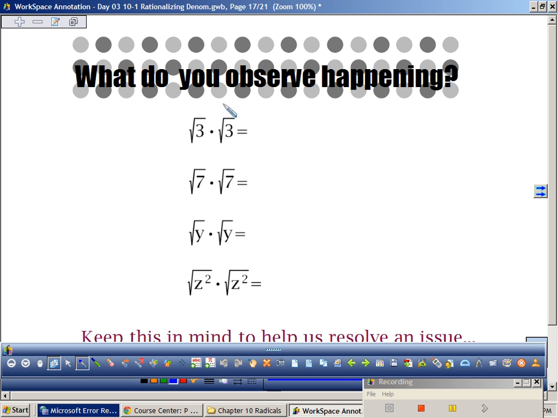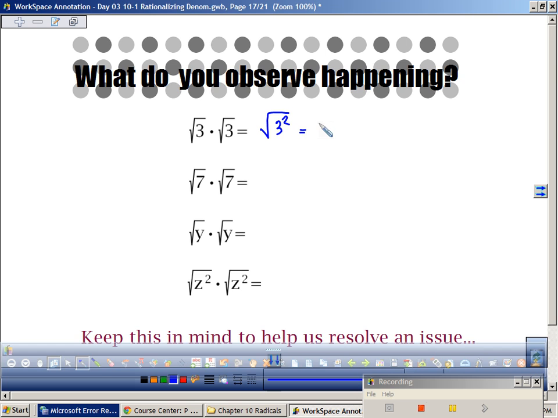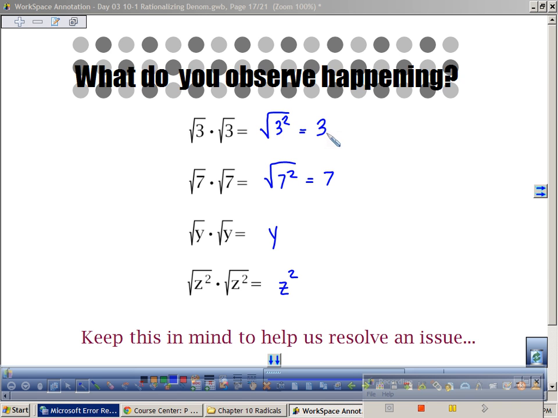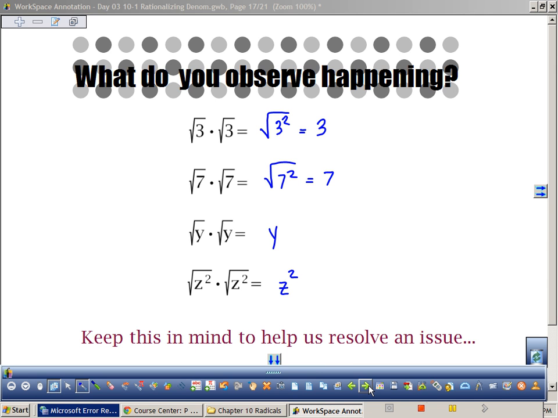All right, so what do you see happening? What is rad 3 times rad 3? 3 squared, which is? 9. No. 3. So what's root 7 times root 7? Good. 7. What's happening here? There's a pattern. When I multiply a square root times a square root, it ends up just being the same number, exactly. So keep this in mind to help us resolve the next issue.